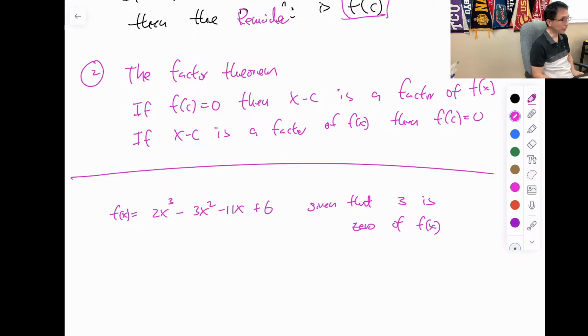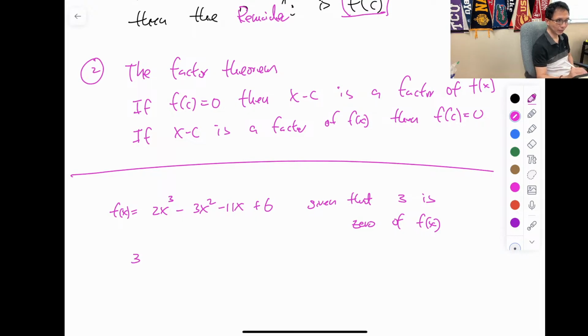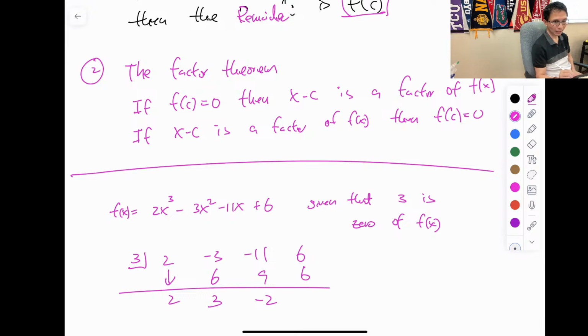And how do I know 3 is a 0? Can I do the remainder theorem? The coefficients are 2, -3, -11, and 6. We can verify if that's true. 2 times 3 is 6. Is that okay? This one's going to be 3. This is 9. This is negative 2. Negative 2 times 3 is negative 6, which gives 0.